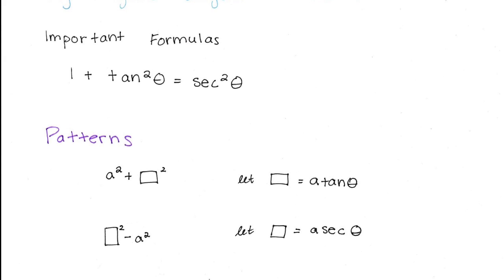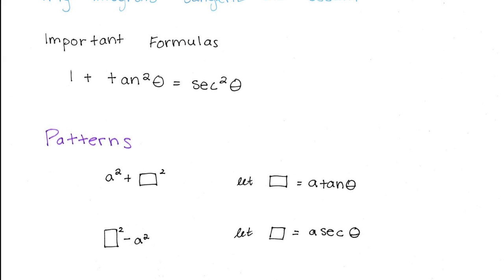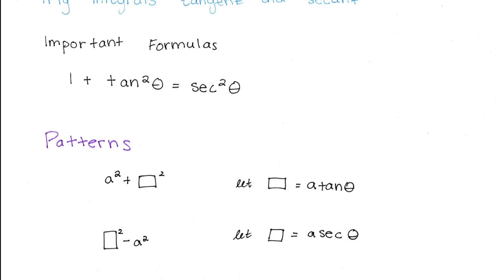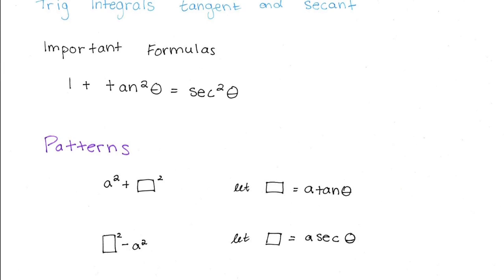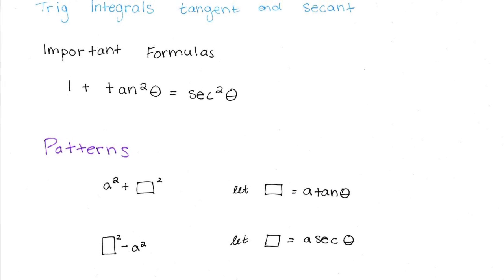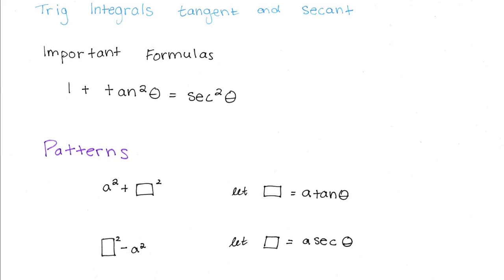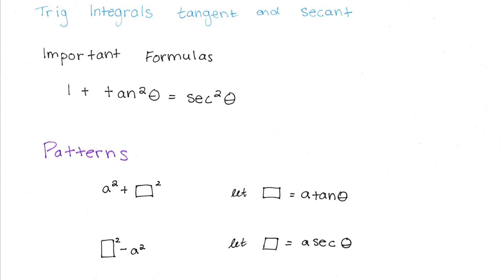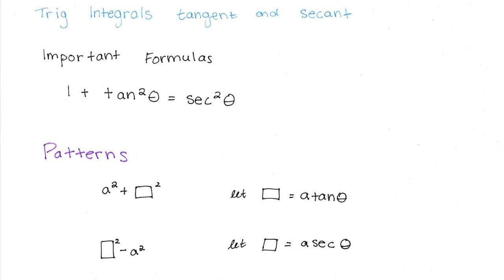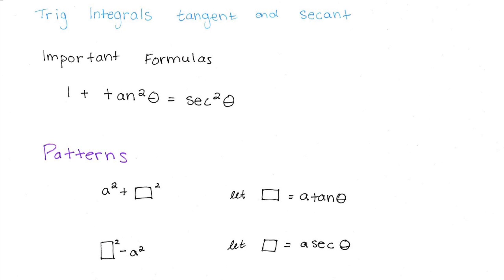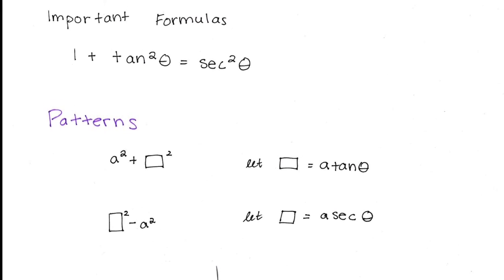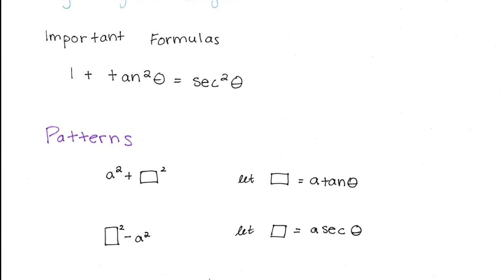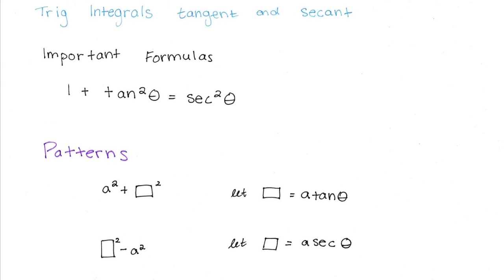And if it's a variable squared minus a number, then we're going to let that variable equal a secant of the variable, and a is just a constant in the specific problem. Whenever we solve these trig integral problems, you always have to find, say for instance, x equals a tangent of theta, but then you also have to find the derivative, the dx, and substitute that back in. So now let's try an example problem so we can see how to apply it.